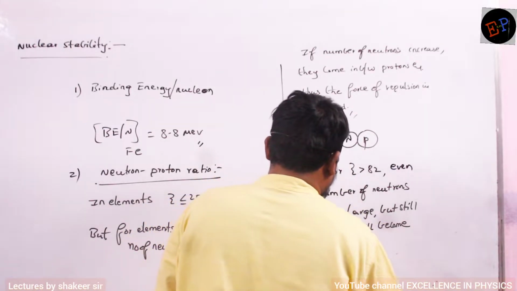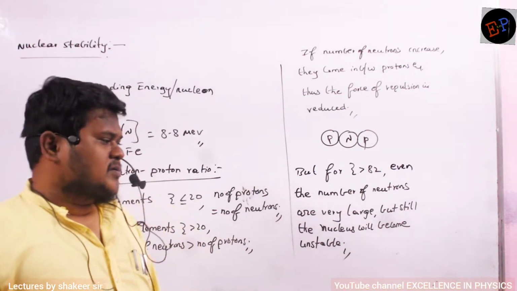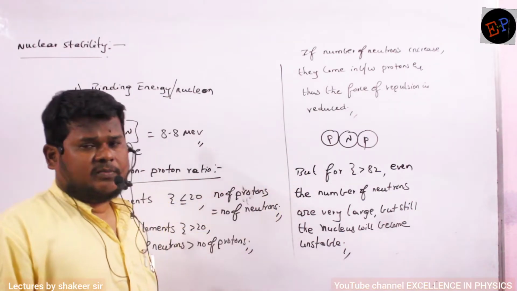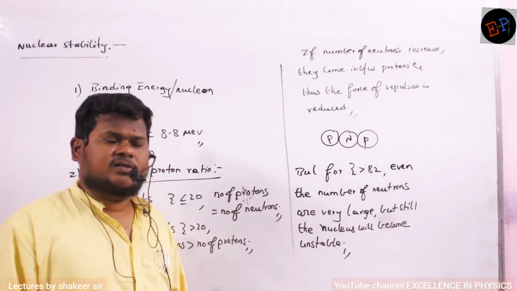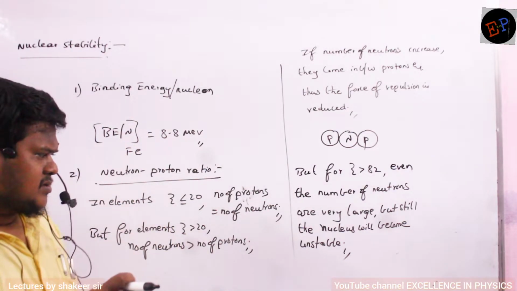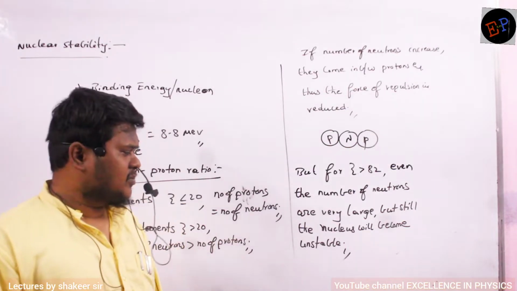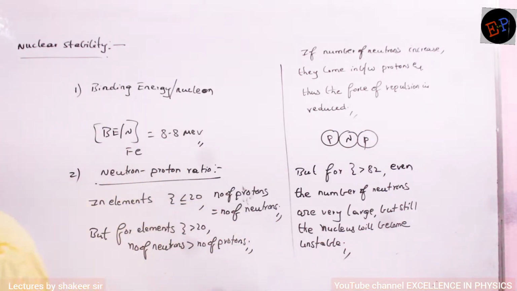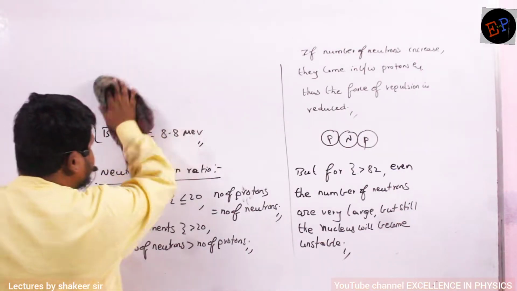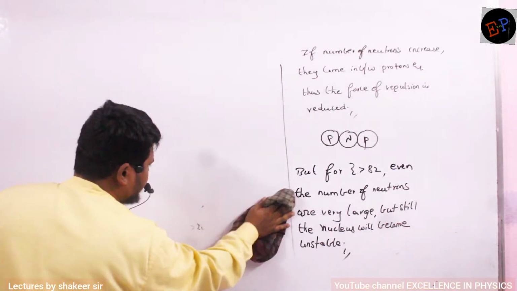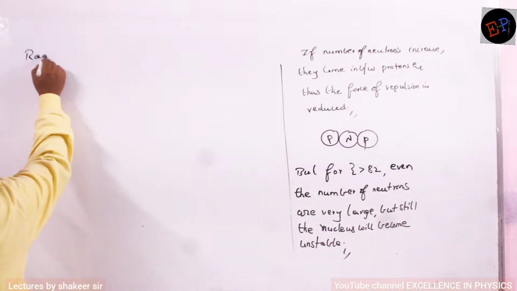So this results in an activity called radioactivity. The elements above atomic number 82, that is after plumbum, even though the number of neutrons is very large, are still unstable. So these nuclei will try to become stable by emitting alpha, beta and gamma radiations. Are you able to understand? That concept is nothing but radioactivity. So what is meant by radioactivity? How can I define it?